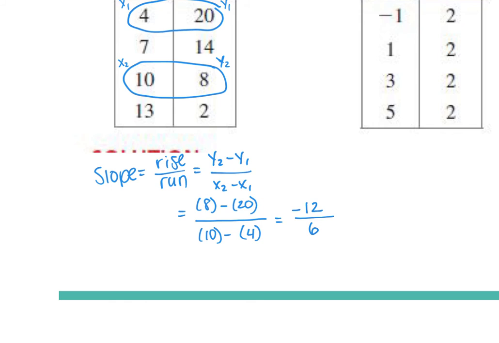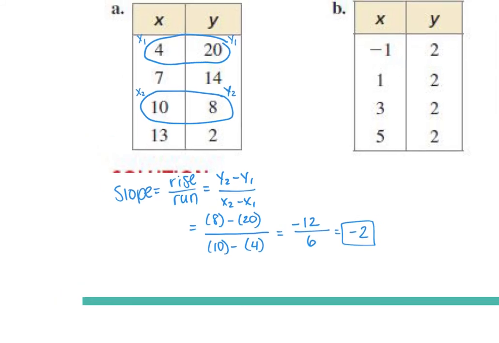So we got negative 12 over 6. Is that our final answer, Jonathan? You gotta simplify it. It simplifies? Yeah. And you could divide it, meaning it's negative 2. Very good. Negative 2. So my slope is negative 2. Now, just humor me. Let's find the slope of 2 other points. Let's pick 7 and 14 and 13 and 2.